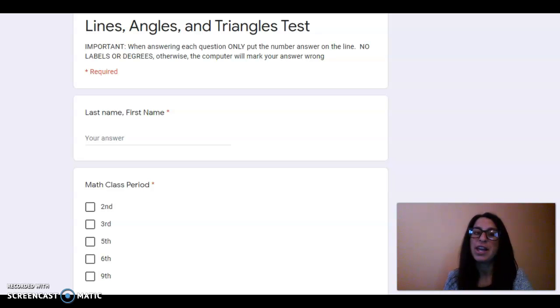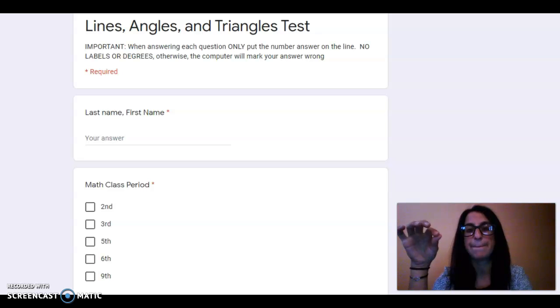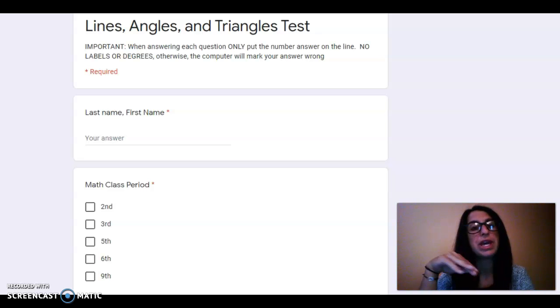All right, so I am reading the test for the lines, angles, and triangles test. First of all, super important, make sure when you're answering each question, only put the number answer on the line. No labels or degrees, otherwise the computer will mark your answer wrong.